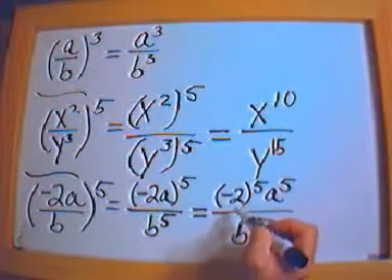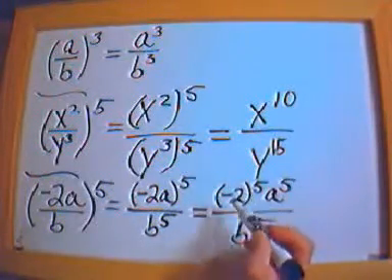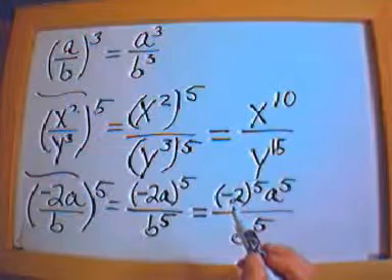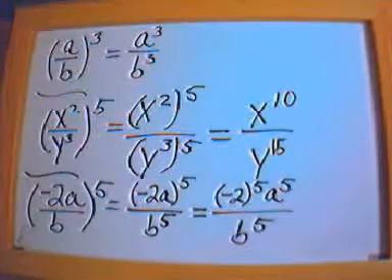And if you wanted to simplify it even more, you could take this negative 2 and put that in your calculator and raise it to the fifth power. And then you have a number here, a to the fifth over b to the fifth.